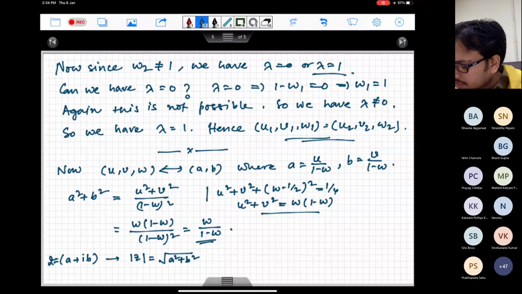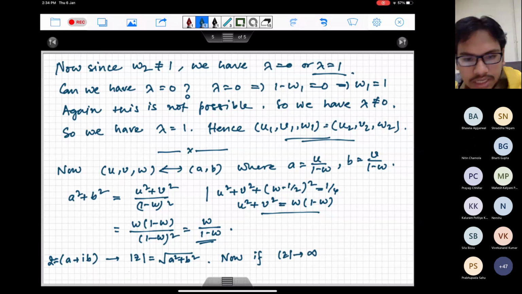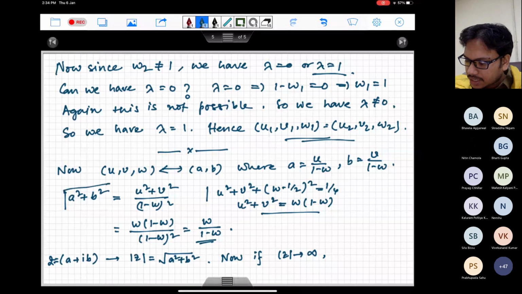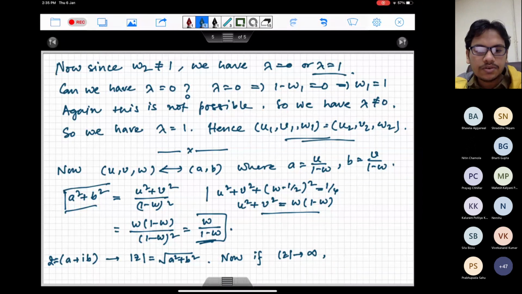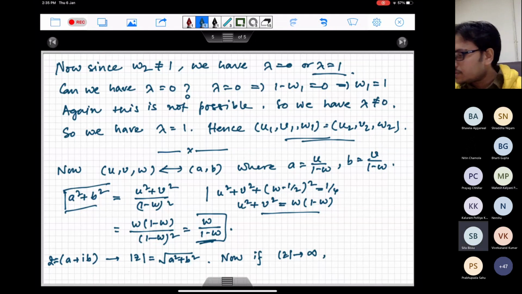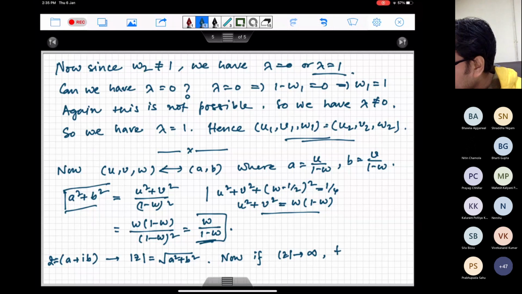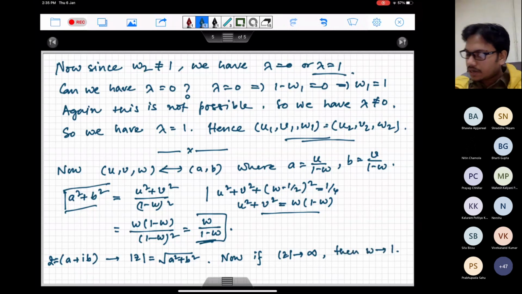Now imagine if mod z tends to infinity. So mod z is a non-negative real number. If this is tending to infinity, then what can I say about the behavior from the equality that I have just derived? If mod z is going to infinity, then what can I say about, for example, the value of w? w tends to 1. Very good. First things first, so w is tending to 1.